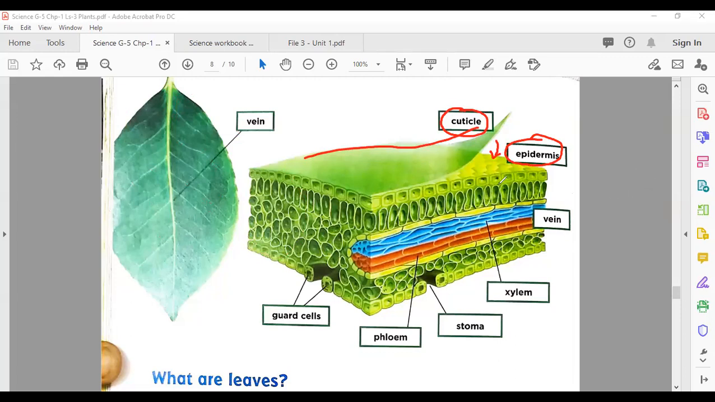When you go a little bit down, there are cells, and the vein. What is present in the vein? Xylem, that you know very well, and phloem, which we also discuss in detail. And two more things that are a little bit new for you: stomata, or stoma. Stoma is just like an opening. And guard cells. What are these guard cells?